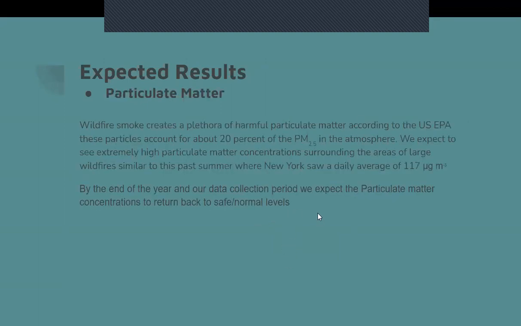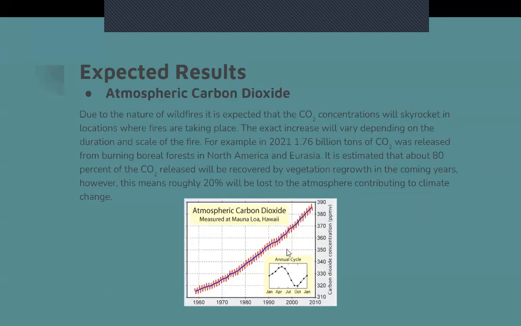Our expected results for particulate matter is, as you can expect from what we saw this past summer, to be extremely high during and right after the fires. According to the US EPA, particulate matter is about 20% of the atmosphere during these forest fires. So we expect to see extremely high concentrations, such as New York, when they saw 117 micrograms per meter cubed. At the end of the year, after we've collected our data, we expect the particulate matter to somewhat return back to a safe or normal level.